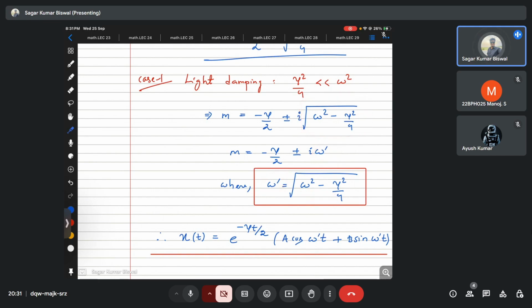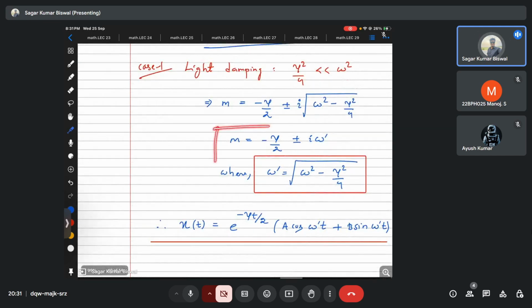So what will be the solution? If these are the roots, then apply case 3, and this is the solution, right? Is it okay? This is the solution for this root, right? From which formula did this solution come? Can you tell me?